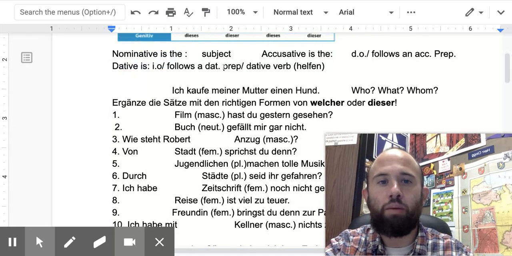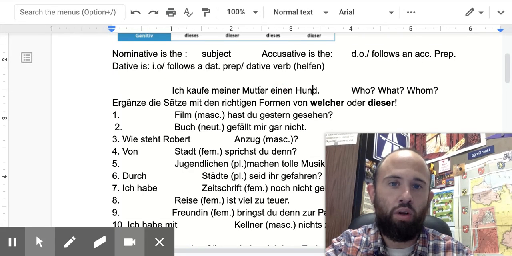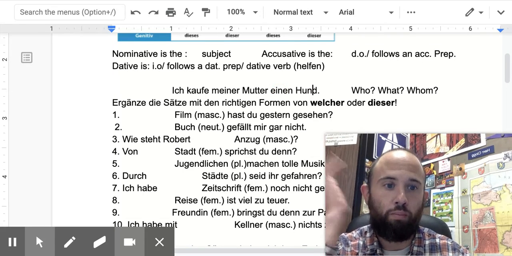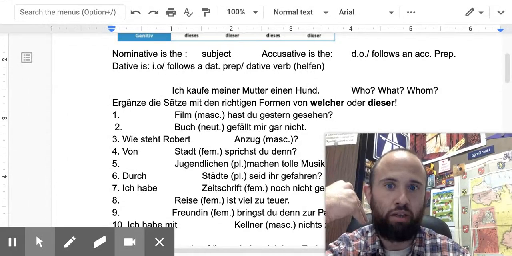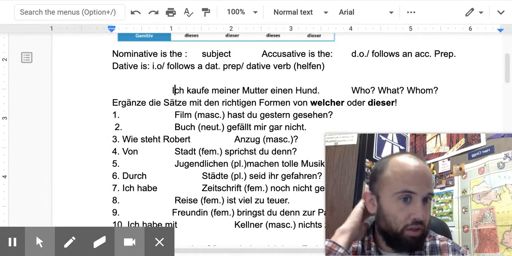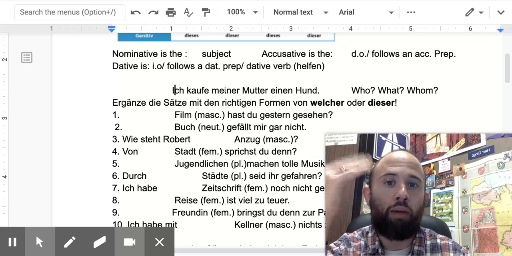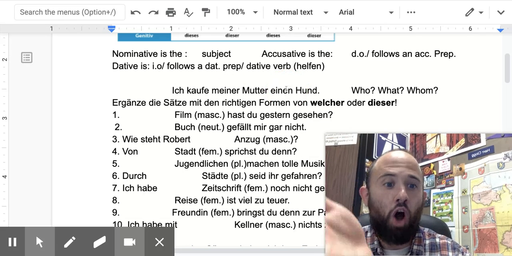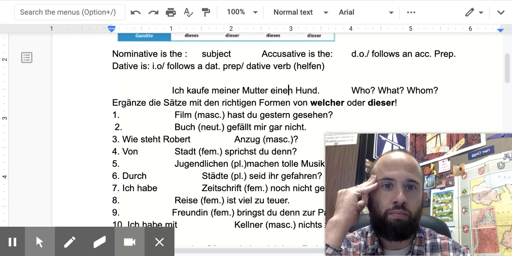So, ich kaufe meiner Mutter einen Hund. Let's look at this sentence. Ich kaufe meiner Mutter einen Hund. You ask yourself, who buys what for whom? The who is nominative. I'm buying. I'm the subject. The subject of the sentence is whoever is doing the verb. Ich kaufe. What do I buy? I'm not buying my mother. I'm buying a dog. Dog is accusative. It's the direct object. Here it's der Hund goes to einen Hund.